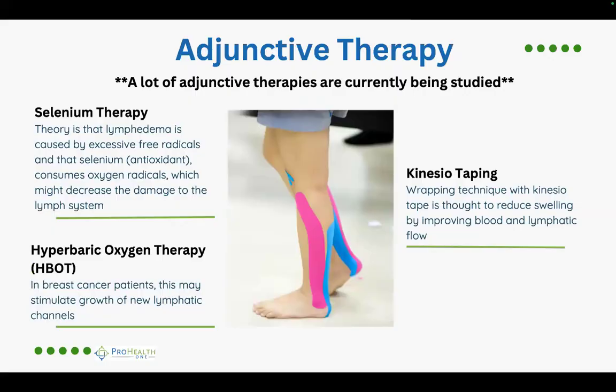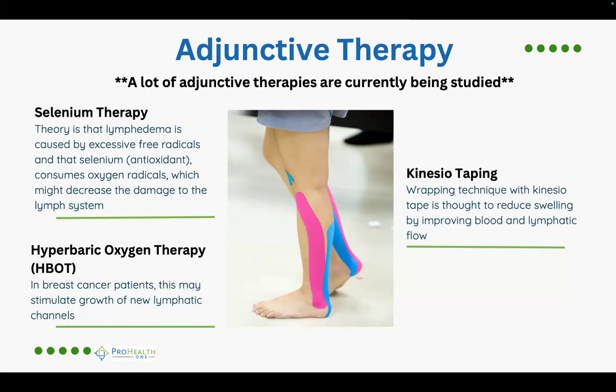It will also be important to mention there are some other adjunctive therapies that you can do for lymphedema. There's selenium therapy, where the theory behind it is that with lymphedema, you have a lot of excessive free radicals as part of the inflammatory process. Selenium, which is an antioxidant, can be key in consuming some of those oxygen radicals and decrease the amount of damage to the lymphatic system. So that helps in that way.